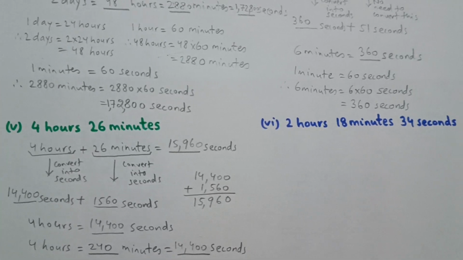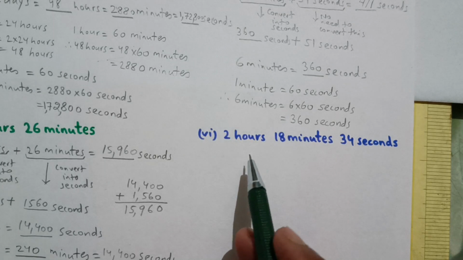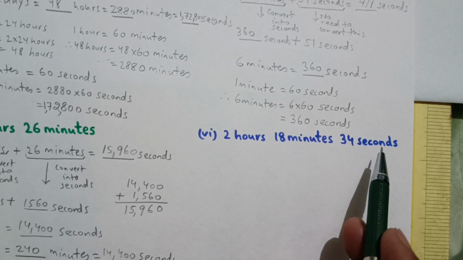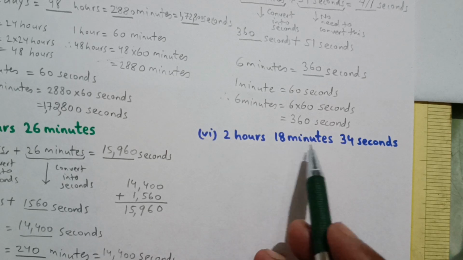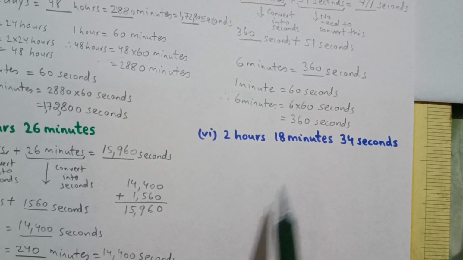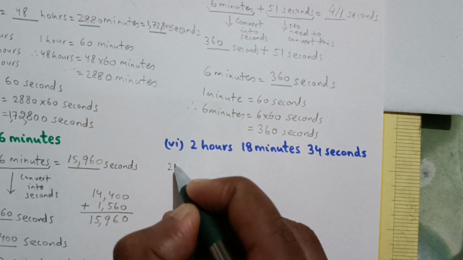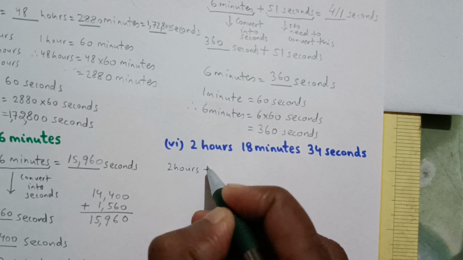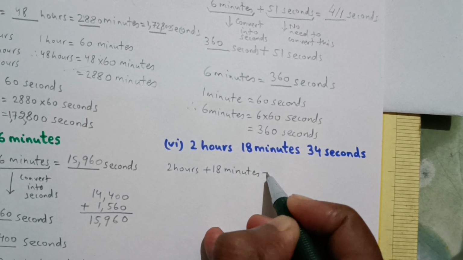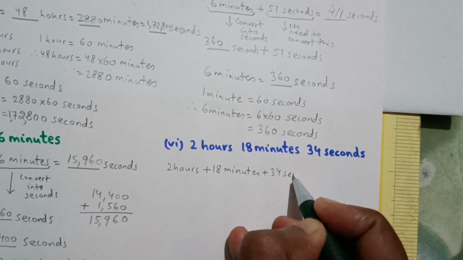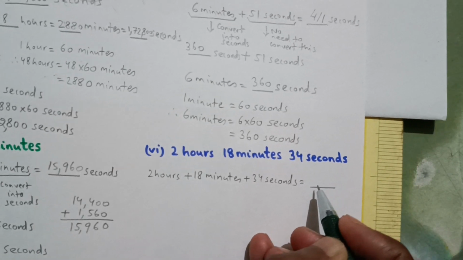Now let us do the last question in this question set. 2 hours 18 minutes 34 seconds. We have to convert this into seconds. So 2 hours 18 minutes 34 seconds is how many seconds? This means 2 hours plus 18 minutes plus 34 seconds is equal to how many seconds?